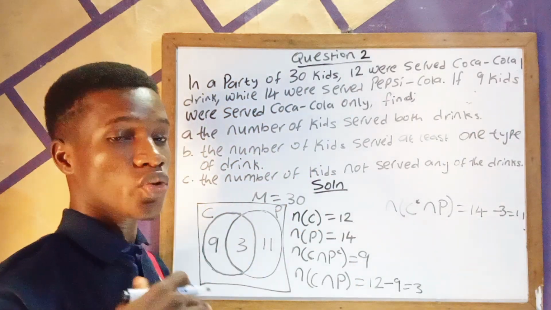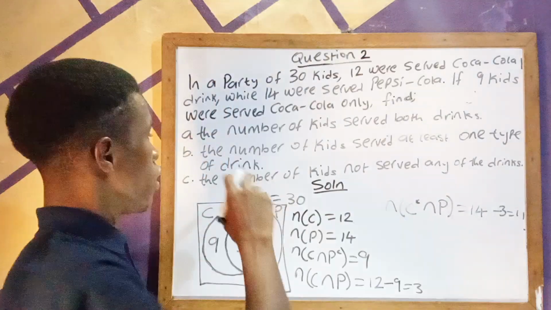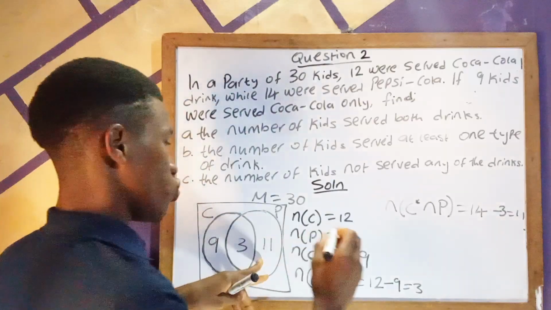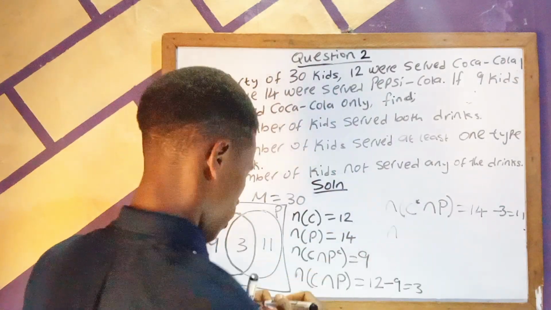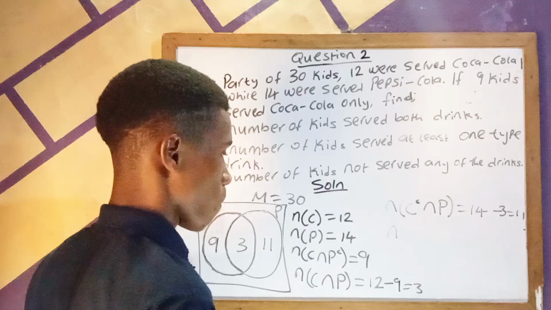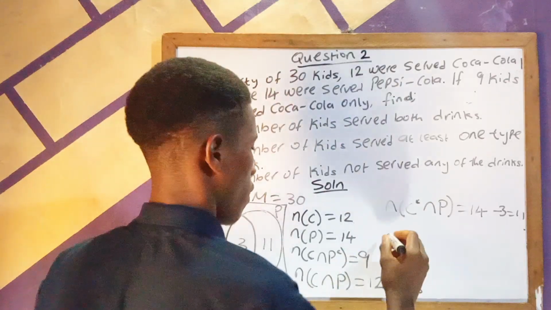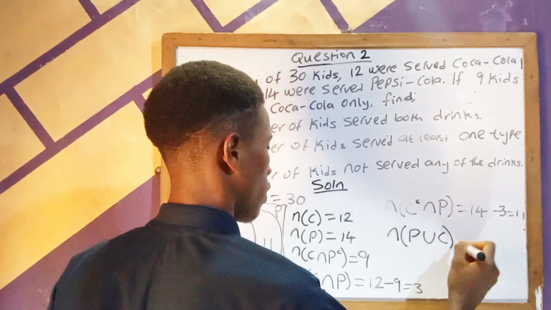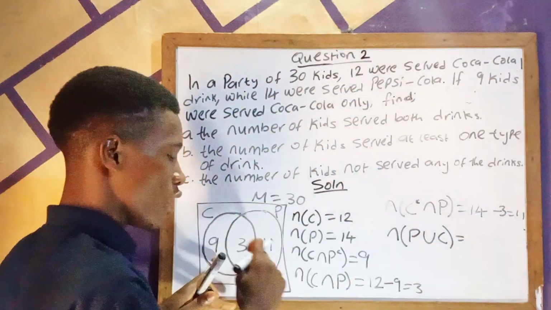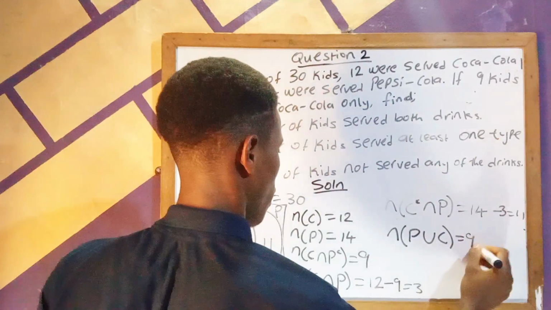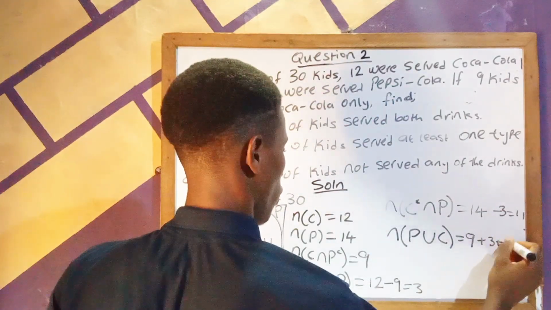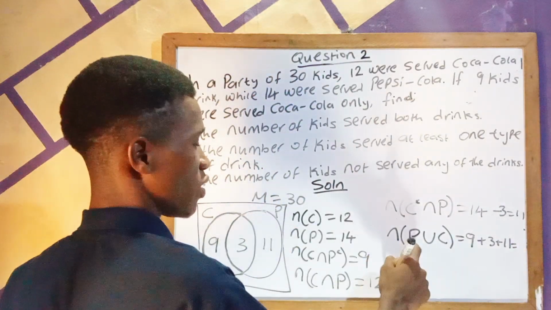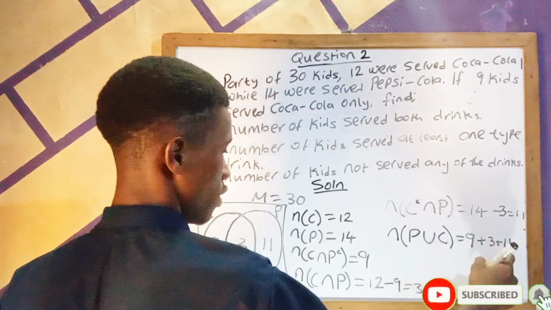So the next question said the number of kids served at least one type of drink. At least means it's either they took one drink or more. The number of kids served at least one type of drink is the cardinality of Pepsi-Cola union Coca-Cola. Remember, the union means anything that is either here or in both of them. So we have 9 plus 3 plus 11, which you put in the comment below: the cardinality of Pepsi-Cola union Coca-Cola.